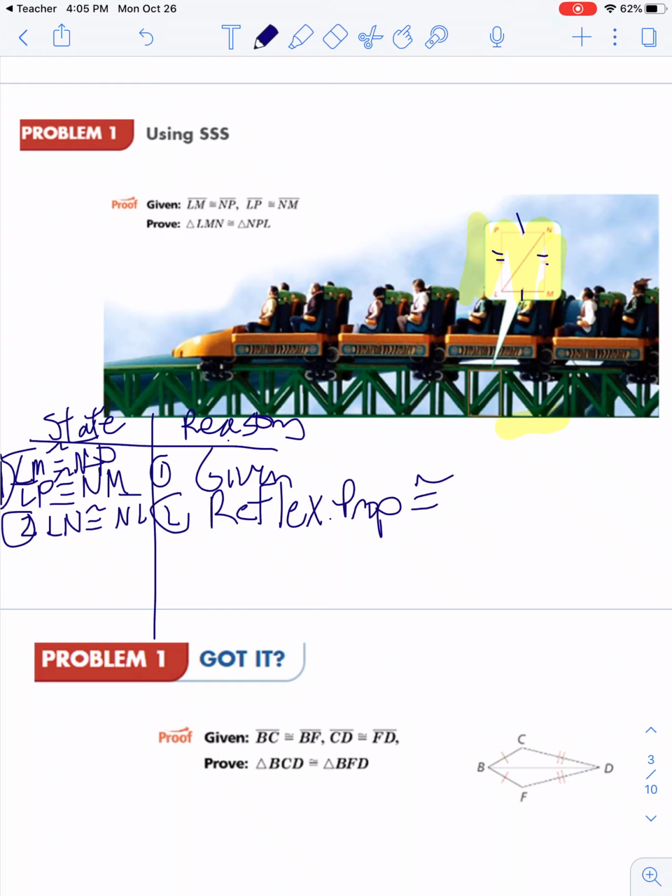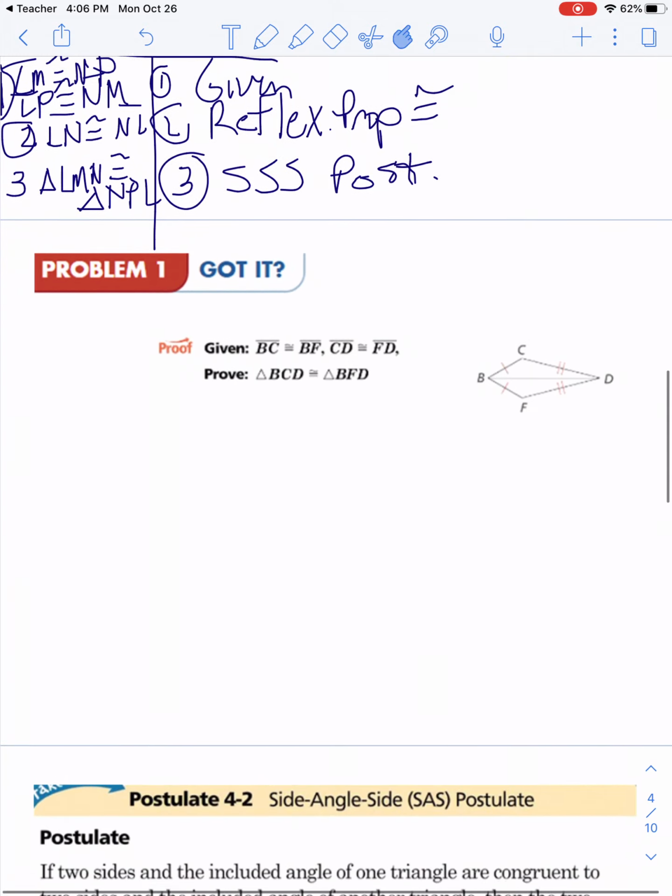All right, now I have 1, 2, 3. I have enough information now with those three sides to say that triangle LMN is congruent to, and I'm going to have to write it down here, triangle NPL, and that would be by the side, side, side postulate, which is what we just looked at. That's enough information. Those three give me the equivalent of the 6 in the previous one.